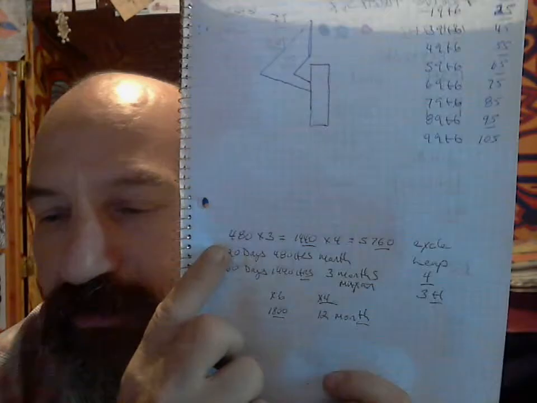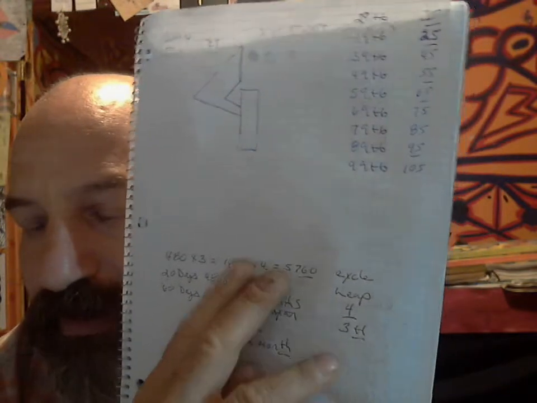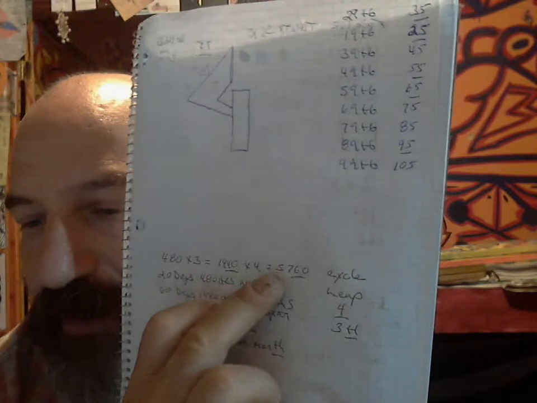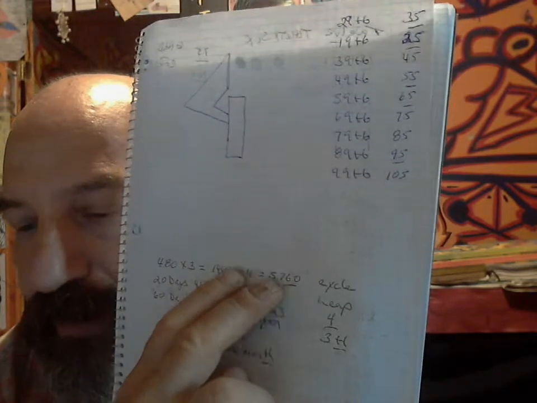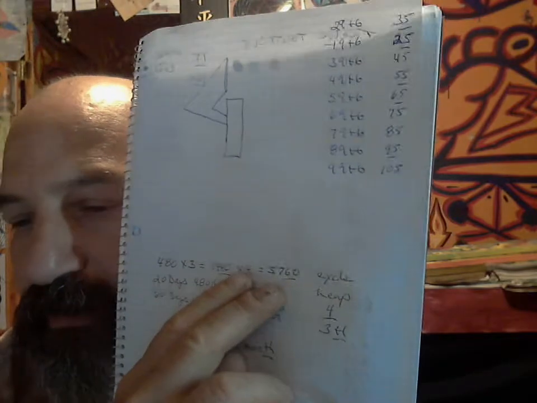So where else were we at this? I just wanted to dump this off and go on to here. 480 times 3 equals 1440, times 4 equals 5760. Moon time. 3 by 19, 3 by 20. 19 and 20 equals 39, equals sky, sky, sky. 39, 39, 39. 117.